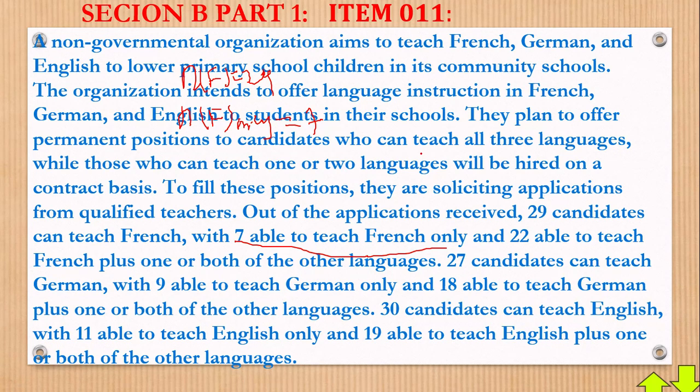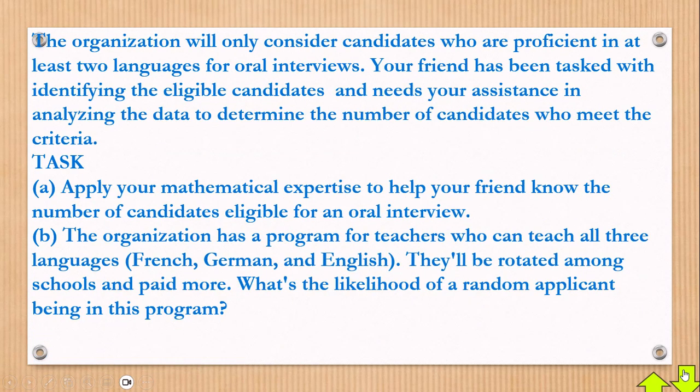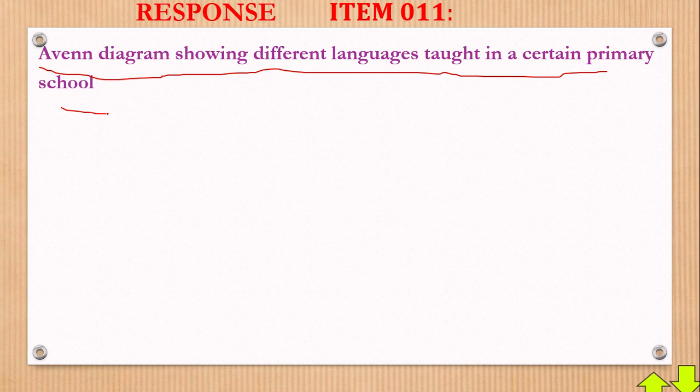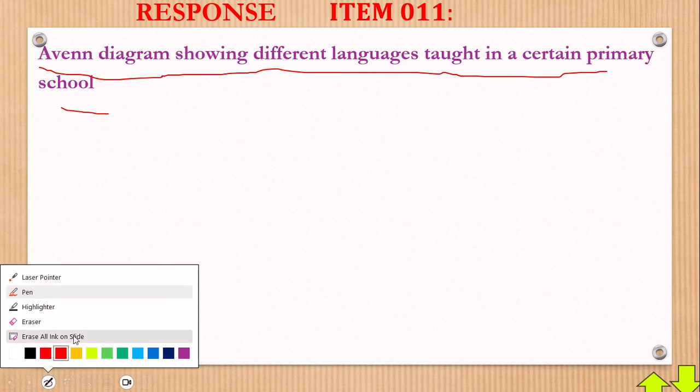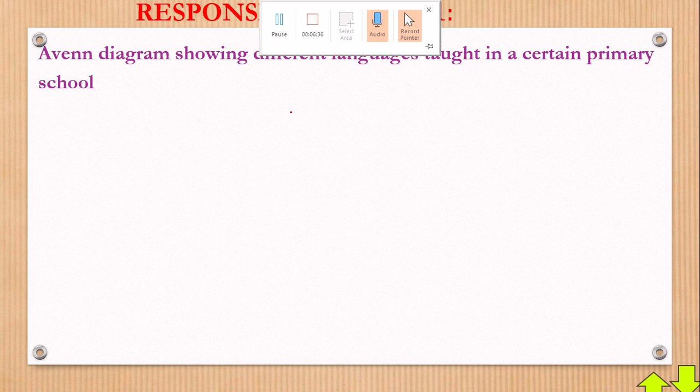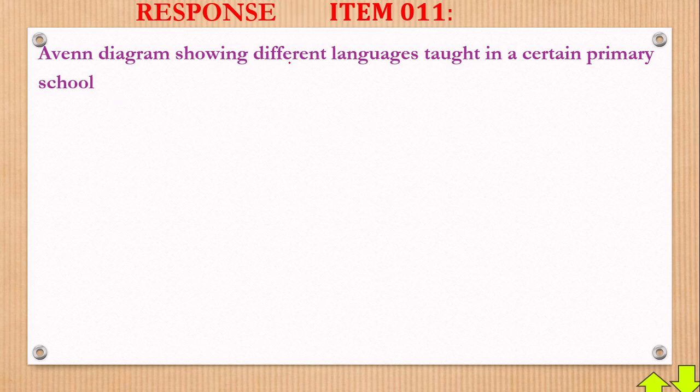Now let's go and have this summary here as far as our question is concerned. By the way, before you do anything, when it comes to item 3 and item 4 numbers, in fact the whole of section B, every number you do must always have a title. For example, you can frame a title and say a Venn diagram showing the data, or you can specify, for example, a Venn diagram showing different languages taught in a certain primary school. So you must always give us a title.